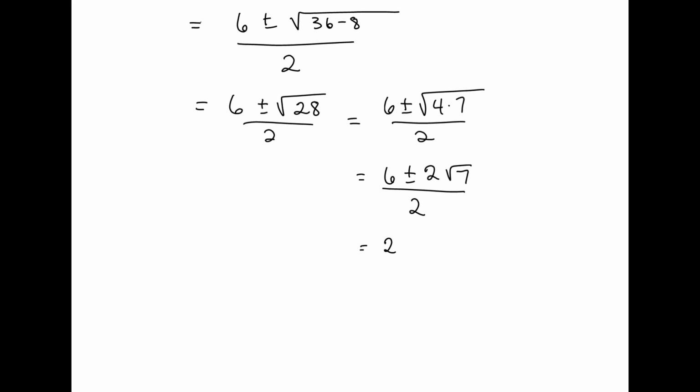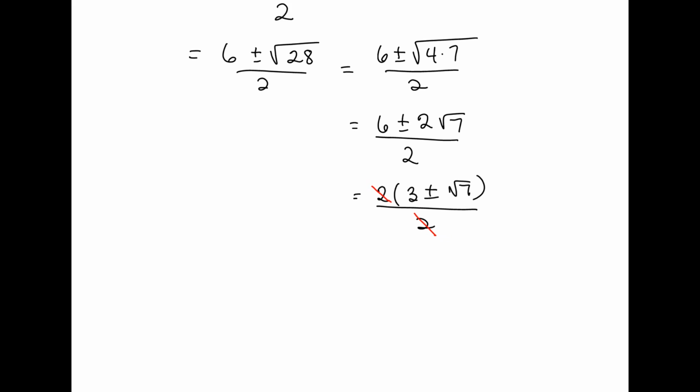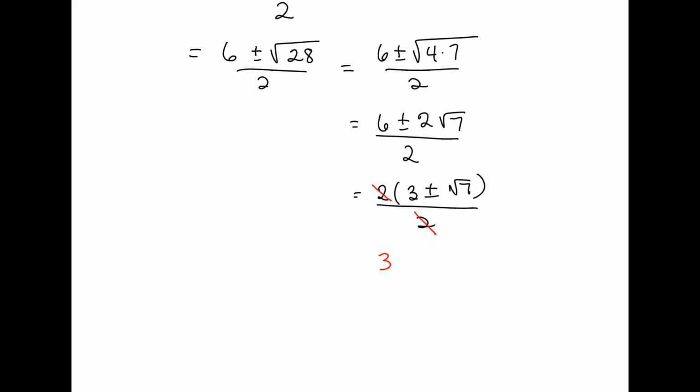So I could factor 2 out of my numerator, which would give me 3 plus or minus the square root of 7 all over 2. And then this common factor divides out. And I'm left with 3 plus or minus the square root of 7.